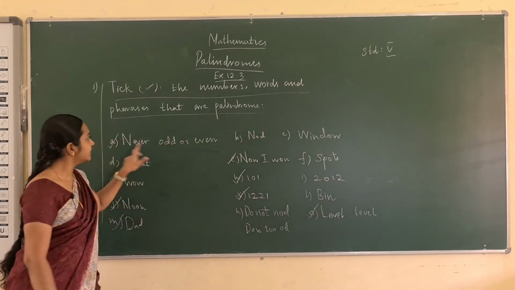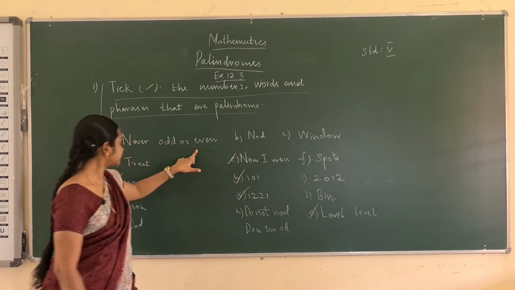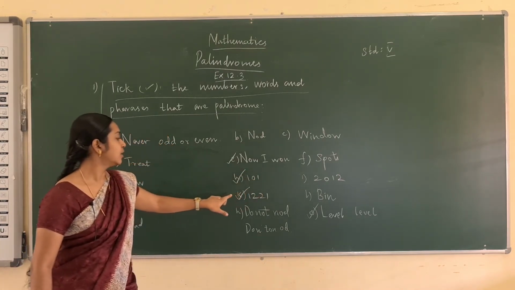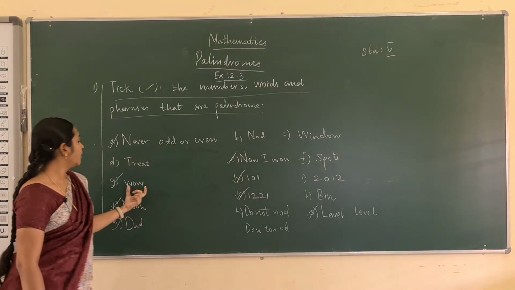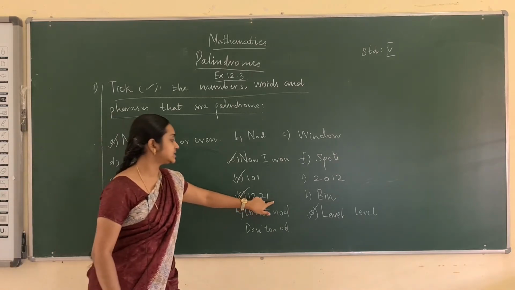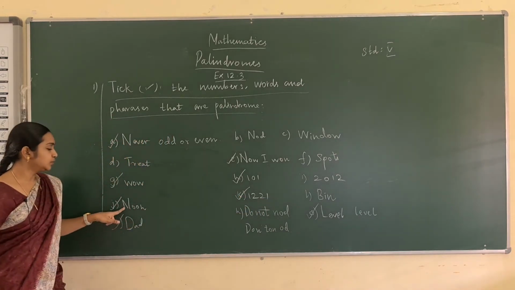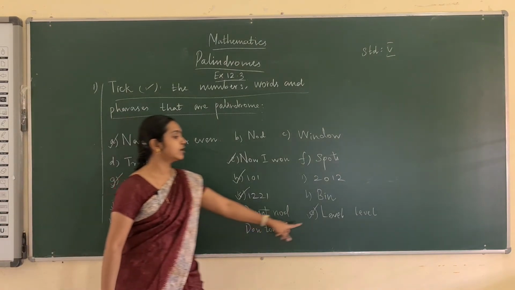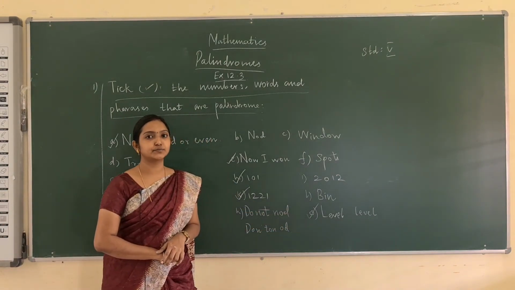So never odd or even, now I won, 101, wow, 121, noon, dad, level. All these are palindromes.